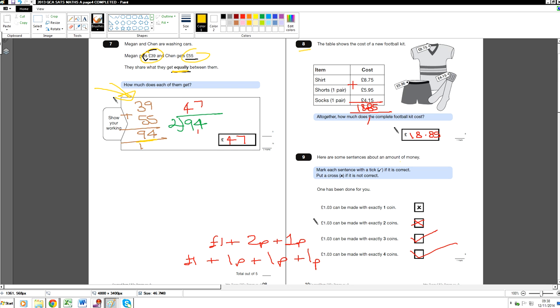Here are some sentences about an amount of money. Put a tick for what is correct and a cross for what is incorrect. So for example, the first one's done. £1.3 can be made with exactly 1 coin. That's impossible, cross. £1.3 can be made with 2 coins. That's incorrect, because you can't make £1.3 with 2 coins. £1.3 can be made with 3 coins, yes, and we just did it over here: £1, add 2p, 1p gives you £1.3. £1.3 can be made with exactly 4 coins, and that is also correct. £1, add 3 1 pennies gives you that. Lovely.